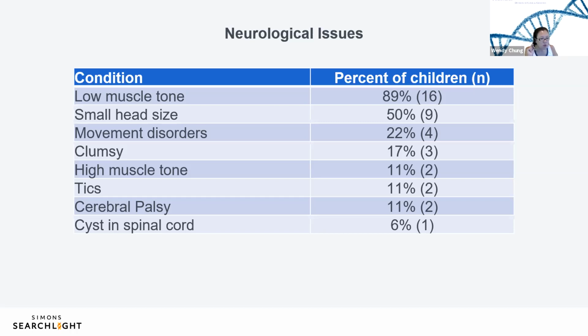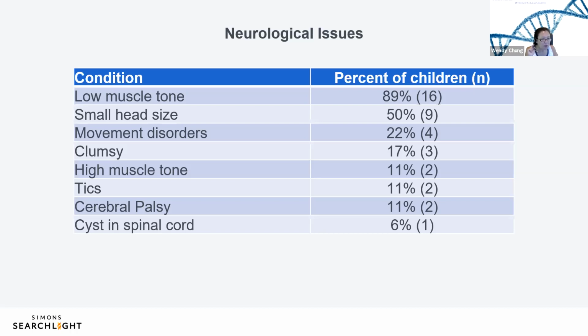Many of the individuals have problems with tone, and so this can either be that they're loose or floppy, or hypotonic, or low muscle tone. Occasionally, and I tend to see this later, they can have higher muscle tone to the point that some of them may have been diagnosed with cerebral palsy. But let me be clear, this is not typical cerebral palsy in the sense of not getting enough oxygen at birth, but this is really due to HNRNPH2.